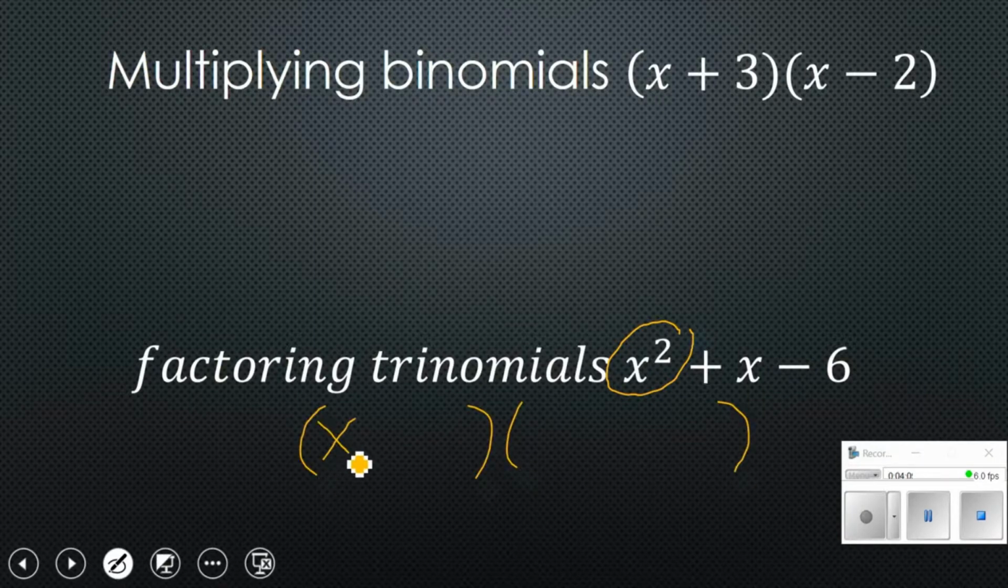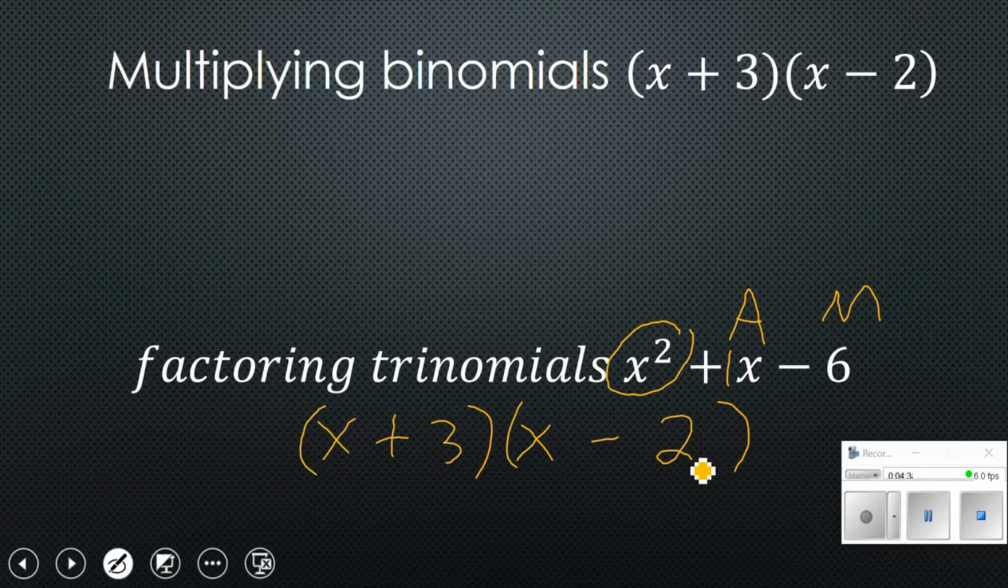So our first terms in both sets of parentheses are x and x. Now we look and ask these two questions: two numbers that multiply to negative 6 but add to 1x. Remember, if it's just an x, it's a 1x. And two numbers that multiply to negative 6 but add to 1 are going to be positive 3 and negative 2. Because when I multiply 3 times negative 2, I get negative 6. When I add 3 plus negative 2, I get 1.